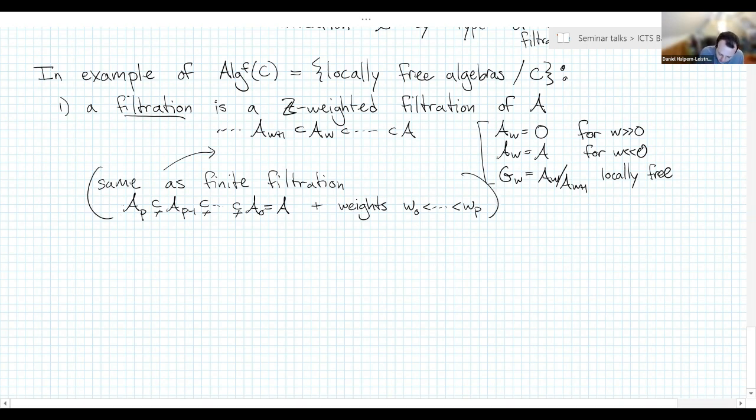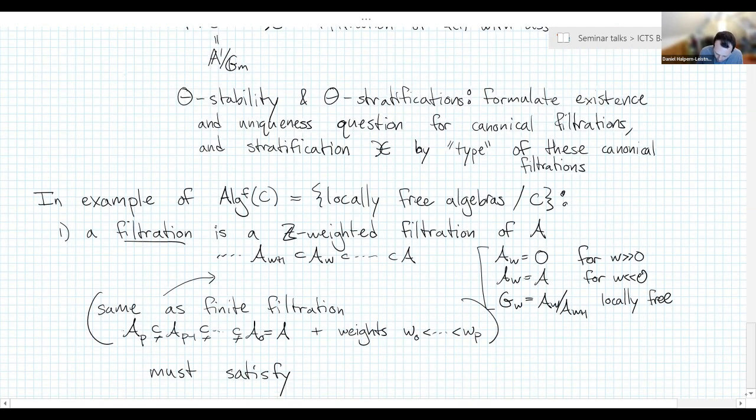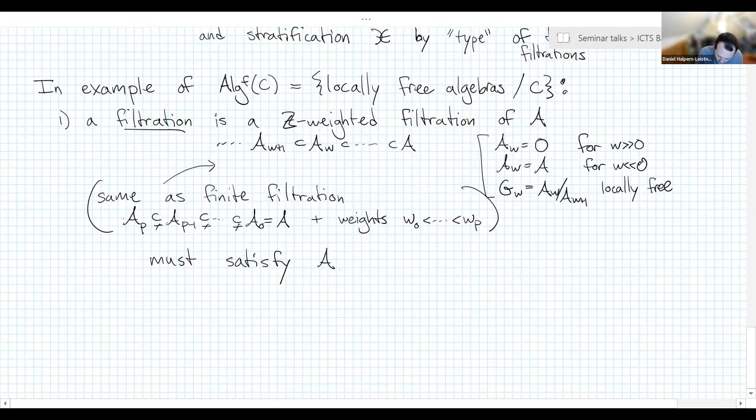Anyway, a filtration is a Z-weighted filtration, and the filtration must satisfy, and this is the part that makes the problem tricky, actually, in this case there's a product structure, and A_v times A_w has to be inside of A_{v+w}, and the identity element, which is a global section, has to live inside of A_0.